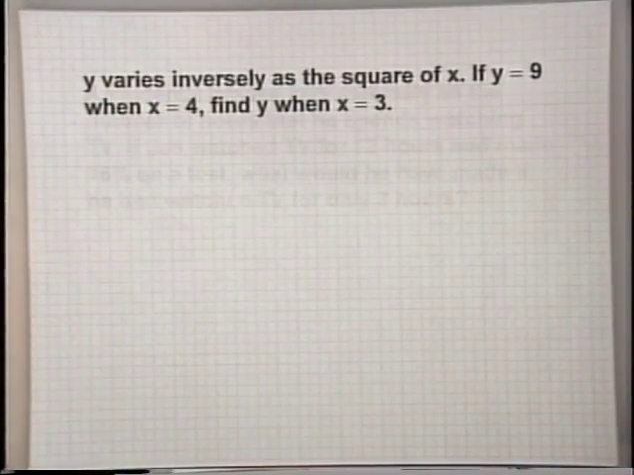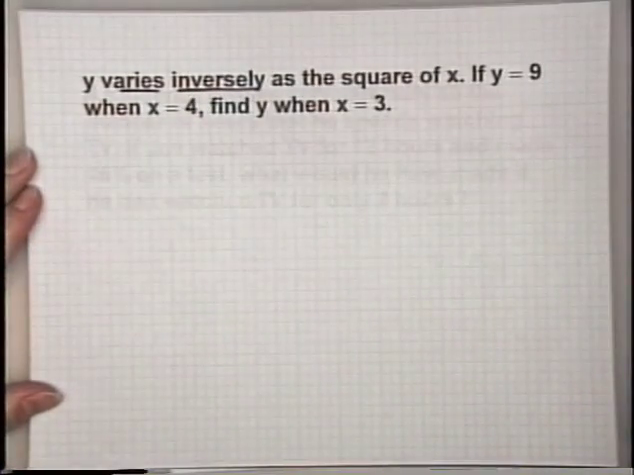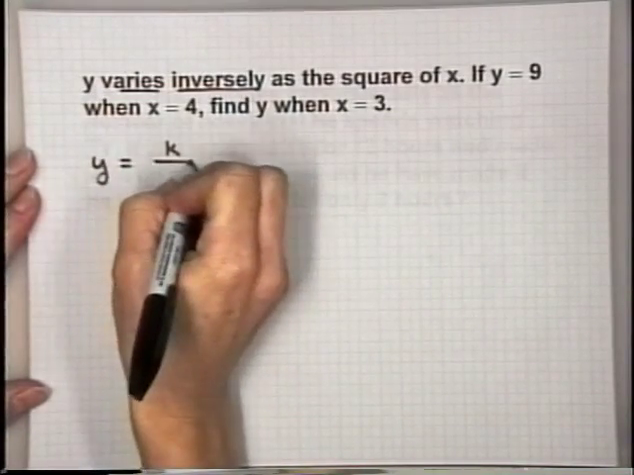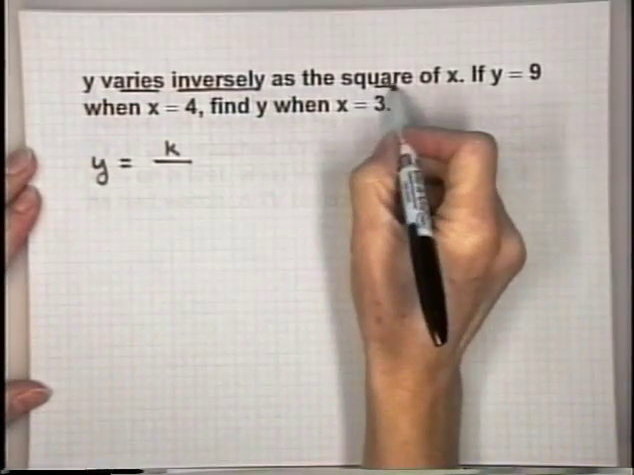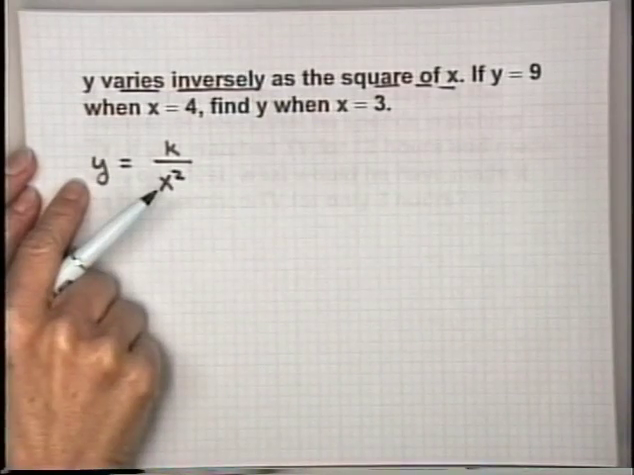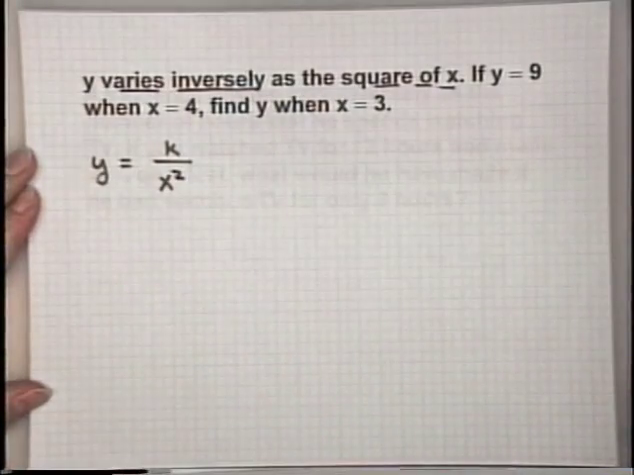y varies inversely as the square of x. If y equals 9 when x equals 4, find y when x equals 3. Notice your words here, varies inversely instead of varies directly. So we're going to have y equals our constant k over something rather than times something. What is it over? The square of x. So it is over x squared. y is varying inversely, so we have k over the square of x, x squared.